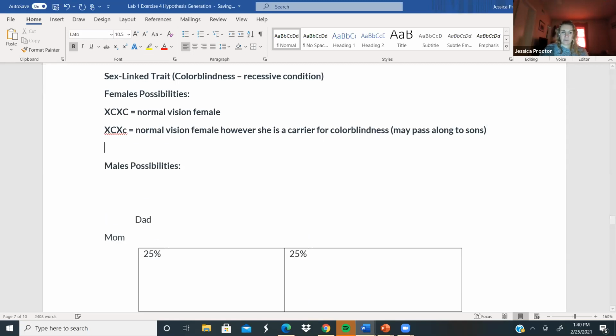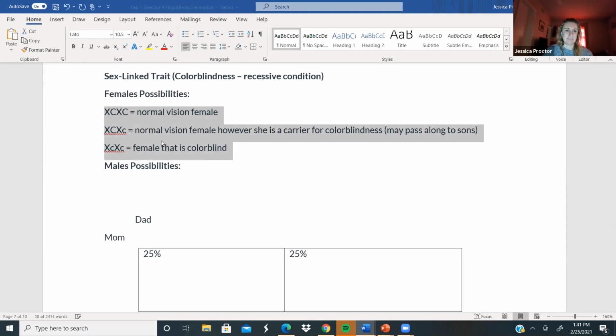Okay, so then the third possibility for females: the only way a female is colorblind, she would need the recessive lowercase c on both of her X chromosomes. So she is X little c X little c, then this is a female that is colorblind. It's not impossible for females to be colorblind, it's just less likely because that female would need to inherit the recessive c allele from both her mother and her father, essentially.